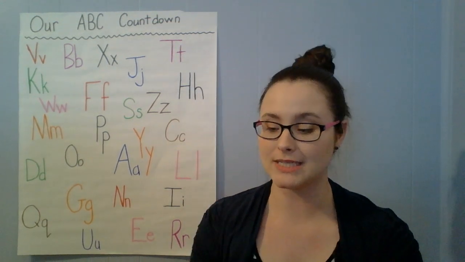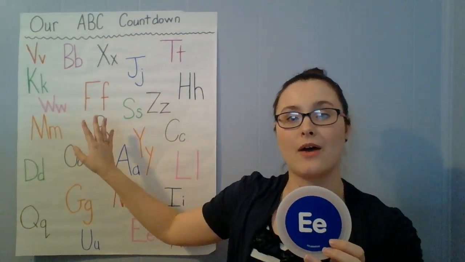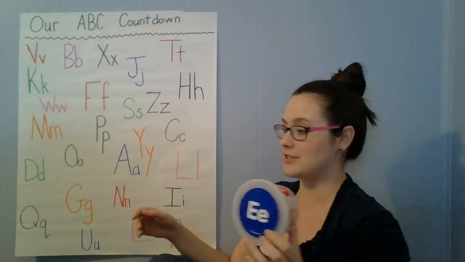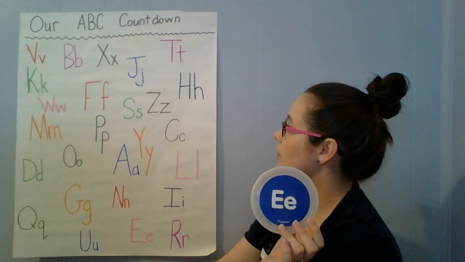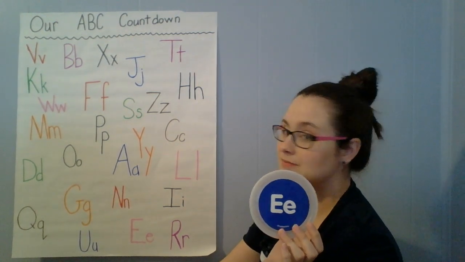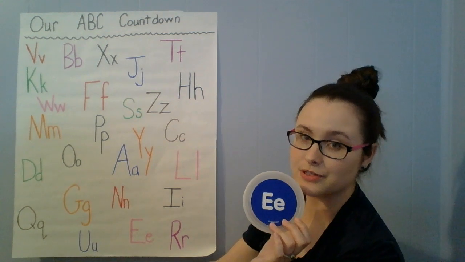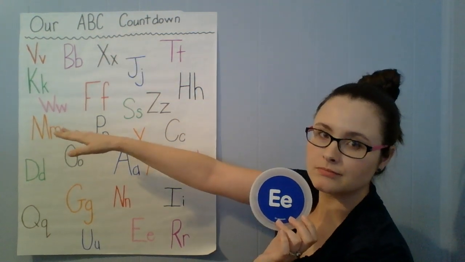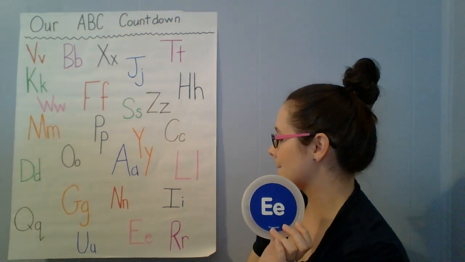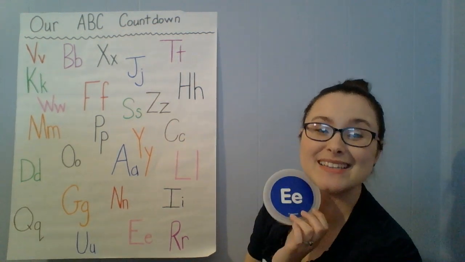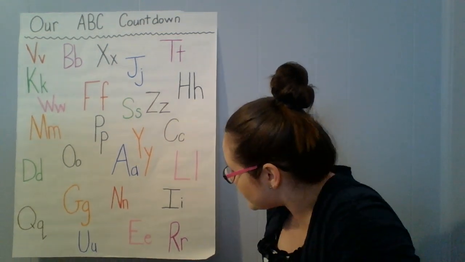So before we go any further, I want to see, can you find these letters up on our ABC countdown chart? So let's see. Do you see the letter E? Oh, I found it. It is at the bottom of the chart. Look down here at the bottom. Do you see the letter E? You're right. It is that color, the color pink. Cute little color.